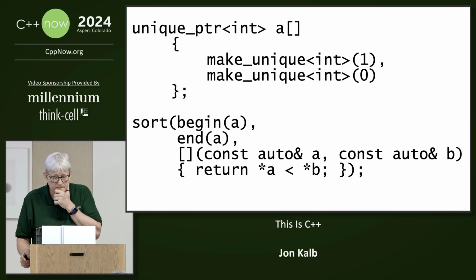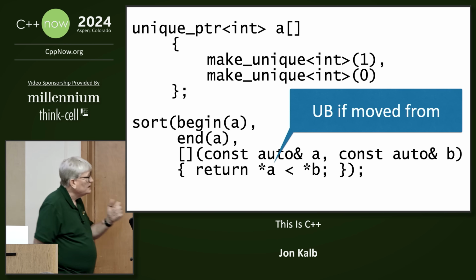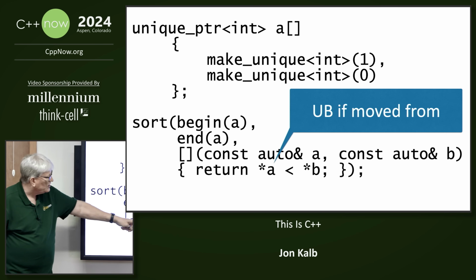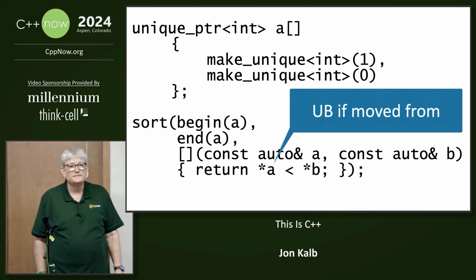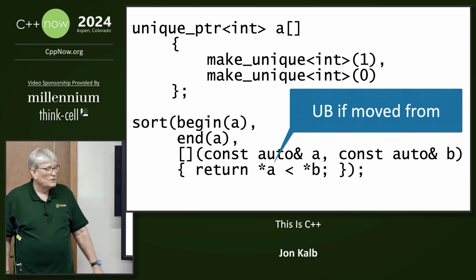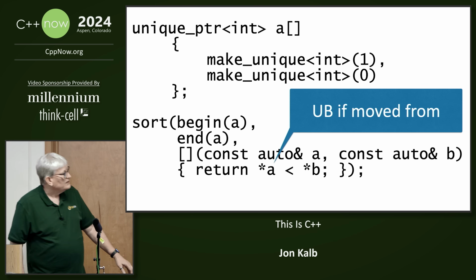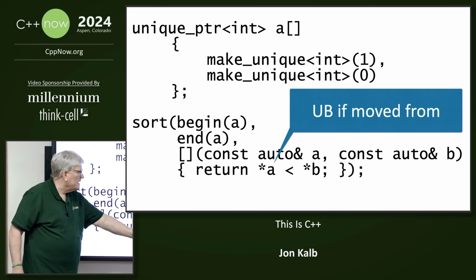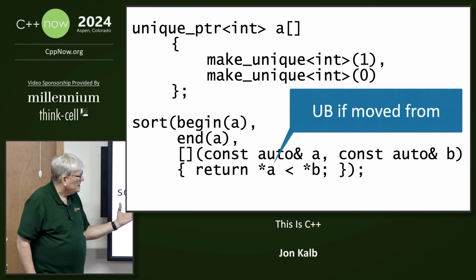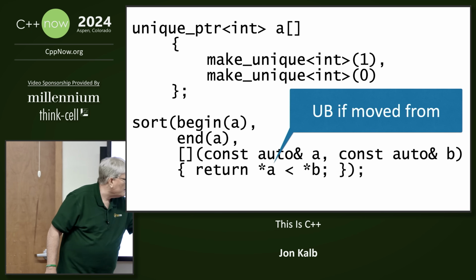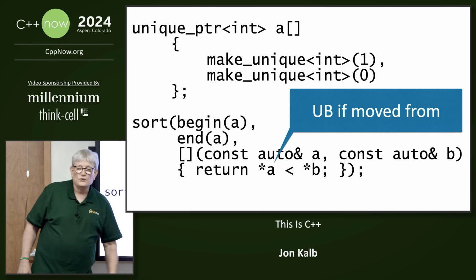Now the question is, will this comparator work if it is used on one of these objects in its moved-from state? Well, we would be dereferencing a moved-from unique pointer. Can we do that? No. So this is clearly undefined behavior if this is moved from. The requirement of sort is that you can only sort things that your comparator works on, and according to the note in the standard, it must work even when moved from.